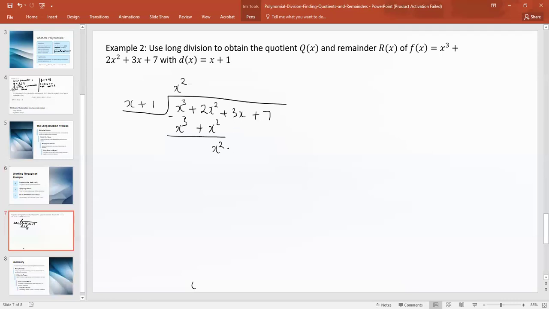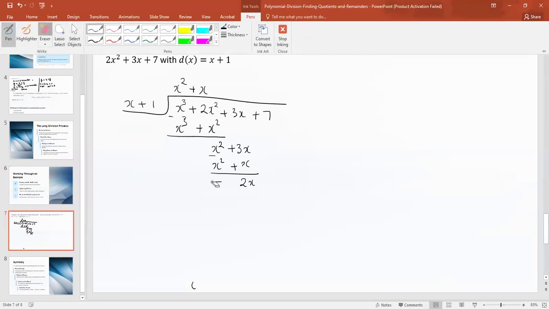You bring down the next term, which is 3x. Okay. You ask again the next question. What expression will you multiply x by to obtain x squared? Definitely, you have to multiply it by plus x. You now multiply x times x, you obtain x squared. After you multiply x times 1, you obtain plus x. You now subtract: x squared minus x squared is just 0, or just ignore. 3x minus x, you obtain 2x. Okay, so remember, you can just ignore this term here.